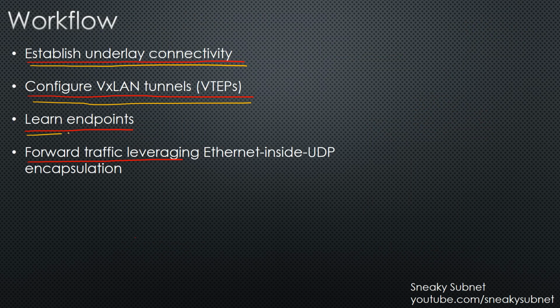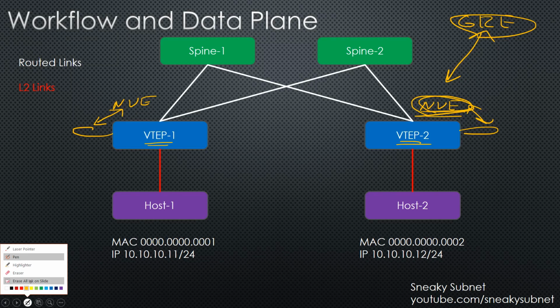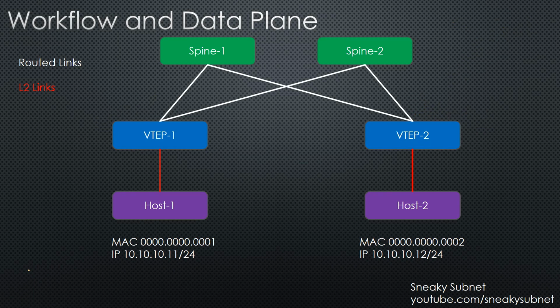Next we have learning endpoints, but right now we won't focus on that process. We will get back to that step in the next slides, because there is some type of control plane involved. We will assume that VTEP1 knows about host number 2 and VTEP2 knows about host number 1.